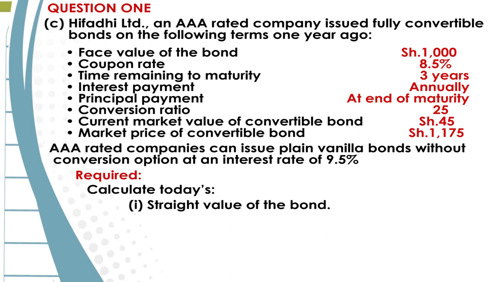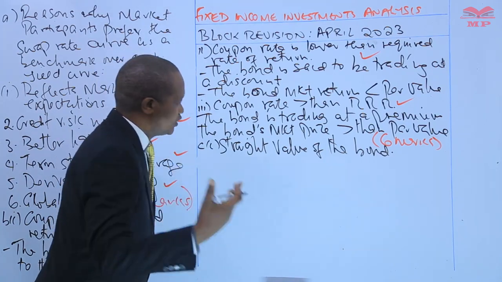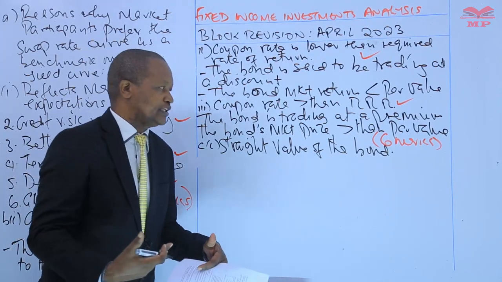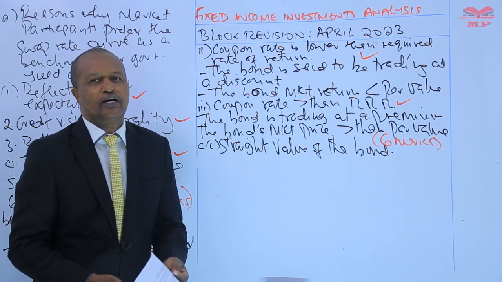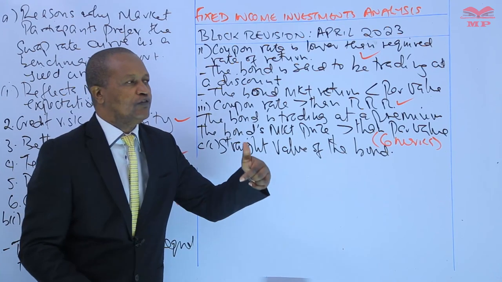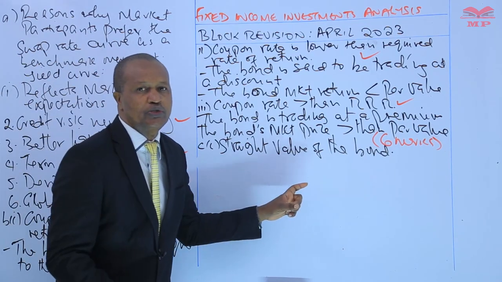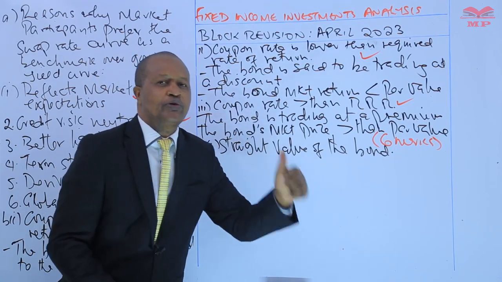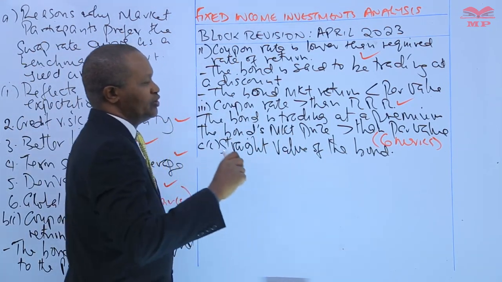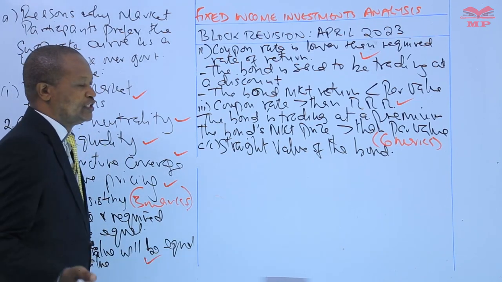So learners, again, it's important to understand terms. What's the meaning of straight value of a bond? Now, the straight value of a bond is simply the intrinsic value of a bond, without considering any embedded options. In other words, candidates, it's the present value of all the expected future cash flows from the bond, and we know that would include the coupon payments and the principal repayments. And from that definition we get the formula.